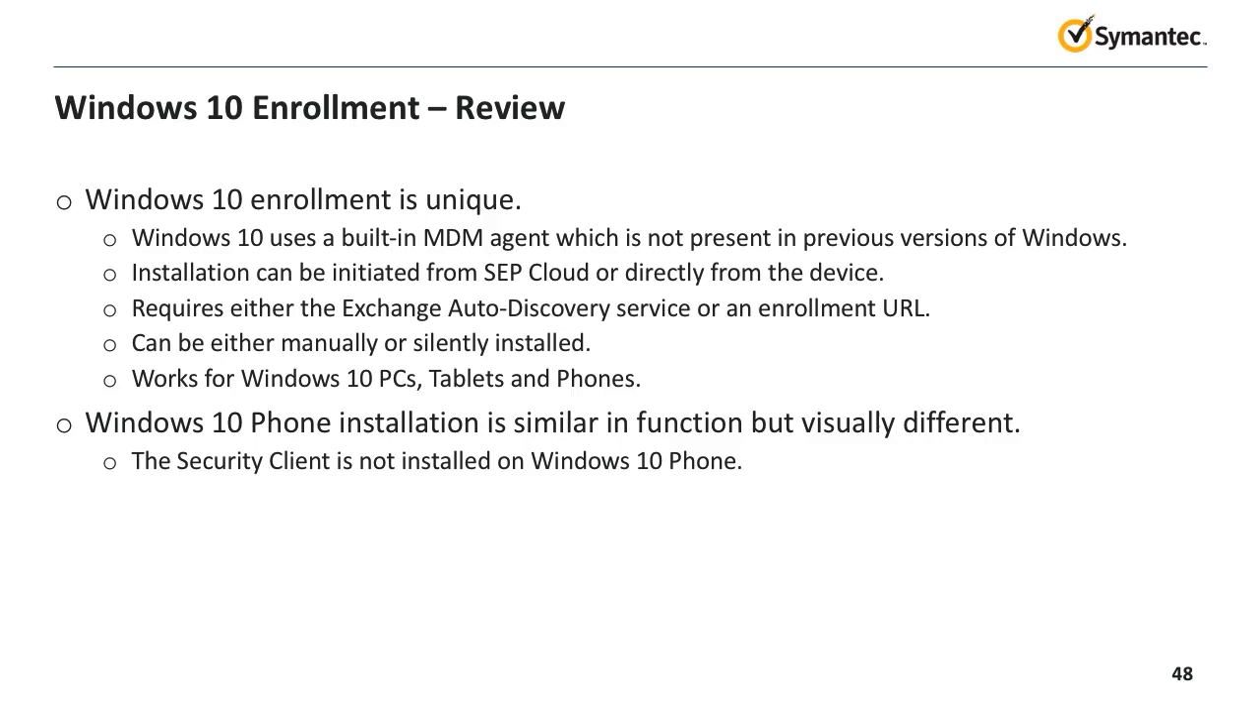Windows 10 uses a built-in MDM agent, which is not present in previous versions of Windows. Installation can be initiated from SEP Cloud, as is done with other devices, or directly from the built-in device agent itself. Enrollment requires that either the Exchange auto-discovery service is enabled, or use of an enrollment URL. The agent can be either manually or silently installed, and works for Windows 10 PCs, tablets, and phones. Windows 10 Phone installation is similar in function, but visually different, and the security client is not installed on Windows 10 Phone.